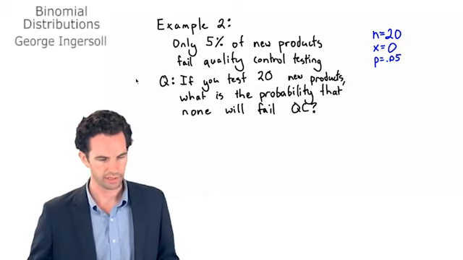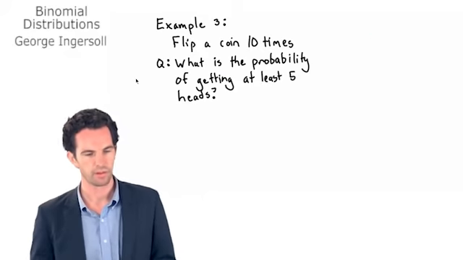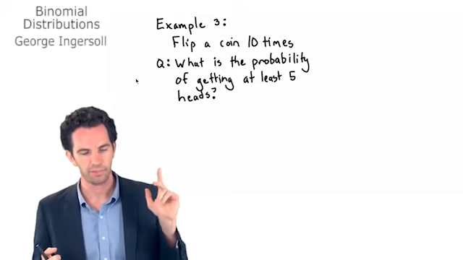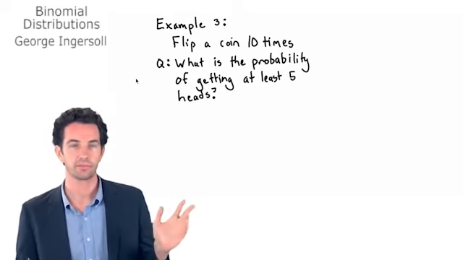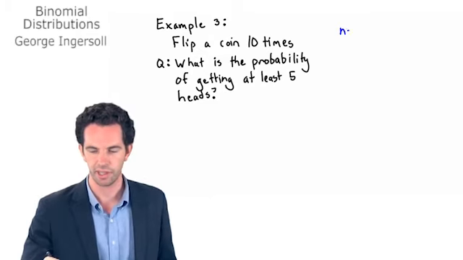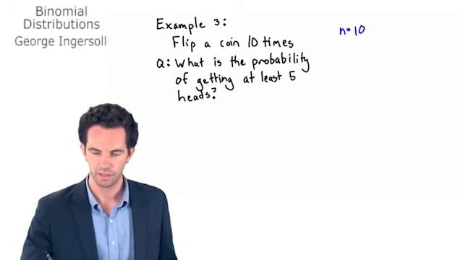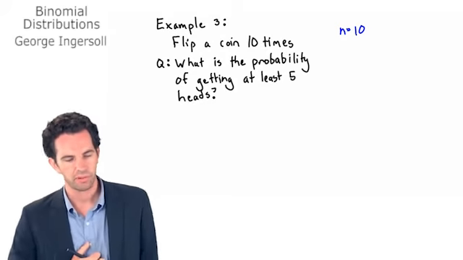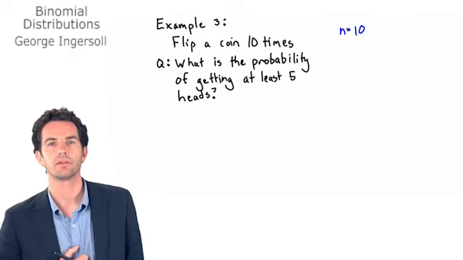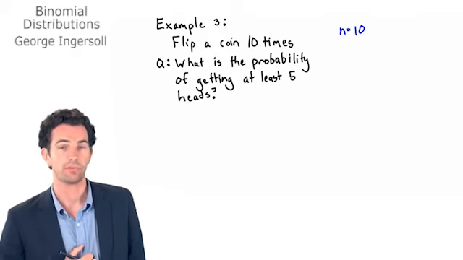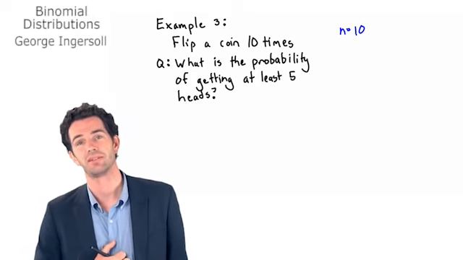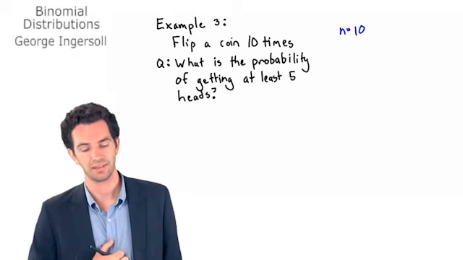All right, next question. I've flipped a coin 10 times. What's the probability of getting at least 5 heads? Okay, this should start getting second nature to you. N here is 10. Wait. What's the probability of getting at least 5 heads? Now, if we were saying exactly 5 heads, that would be x equals 5. But this is at least 5 heads.